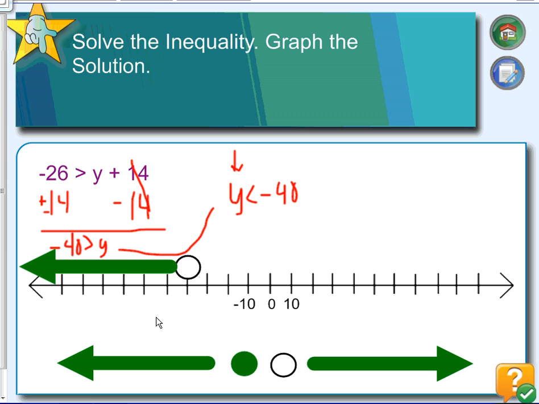All right. So this is all you need to know about solving inequalities using addition and subtraction. They are very simple, just like solving equations. You should have no problem with them as we work on them tomorrow.